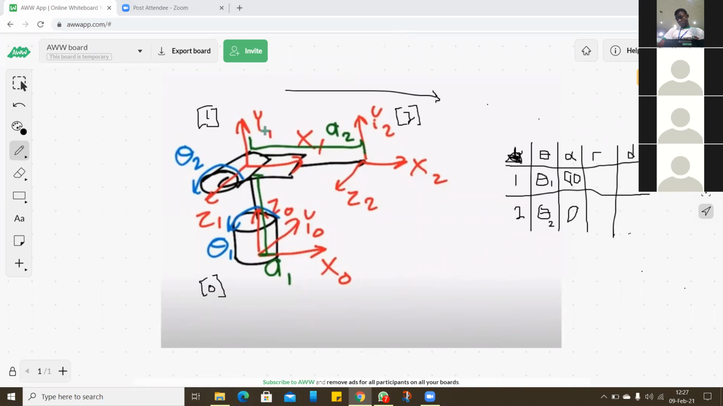It is 0 because they are in the same axis. Assuming this frame was somewhere here, it would have been A2 because there would have been a displacement. But they are in the same axis, so there's no displacement in this direction at all. Assuming we are doing this frame and this frame, then the displacement would have been A2. So I've given you the answer to the second one already.